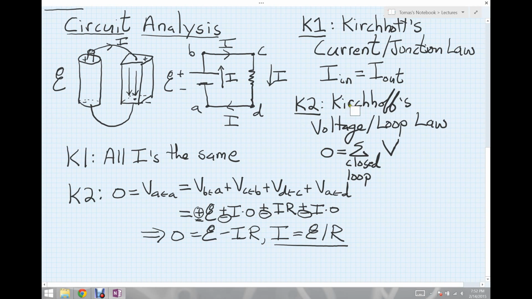These two key laws will play a key role in the analysis of any circuit, as we will see as our course develops.